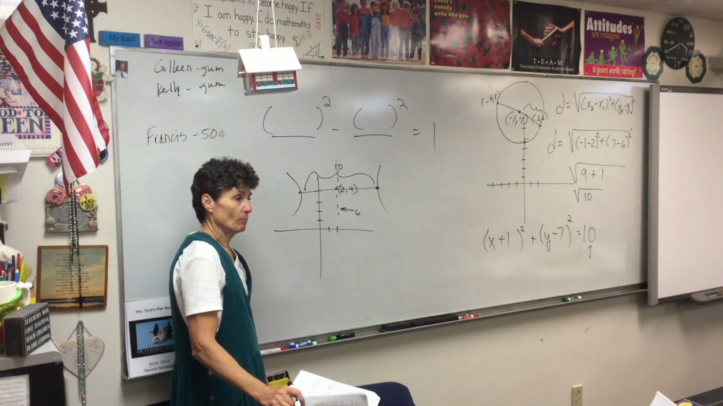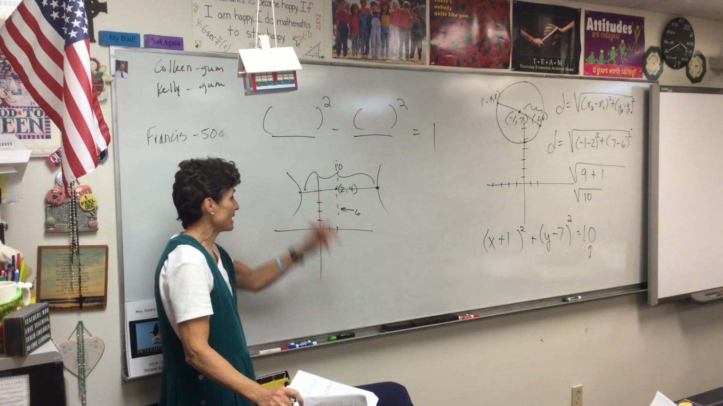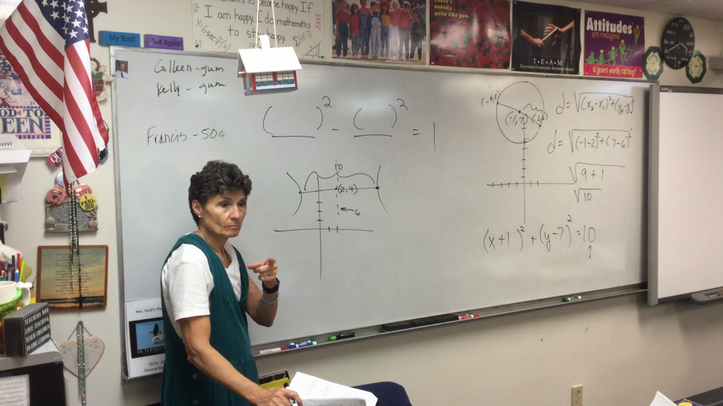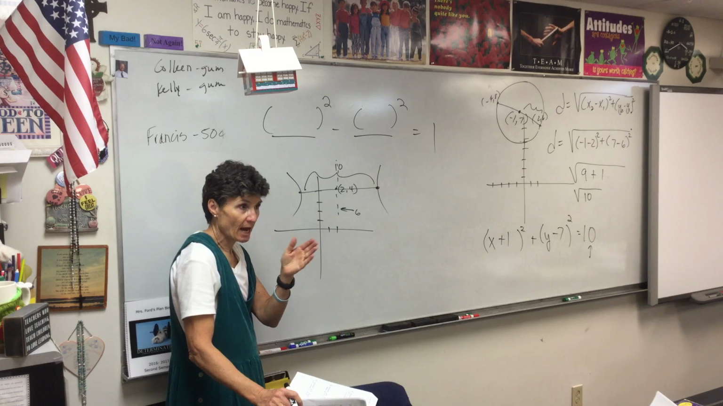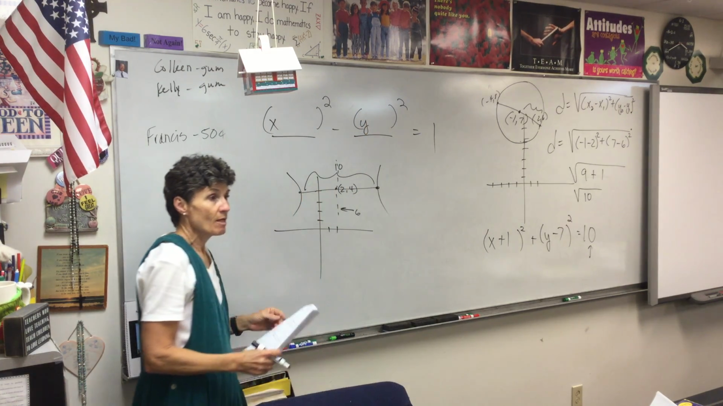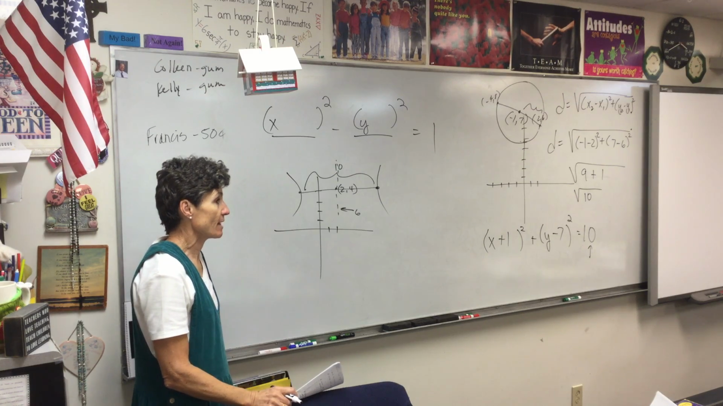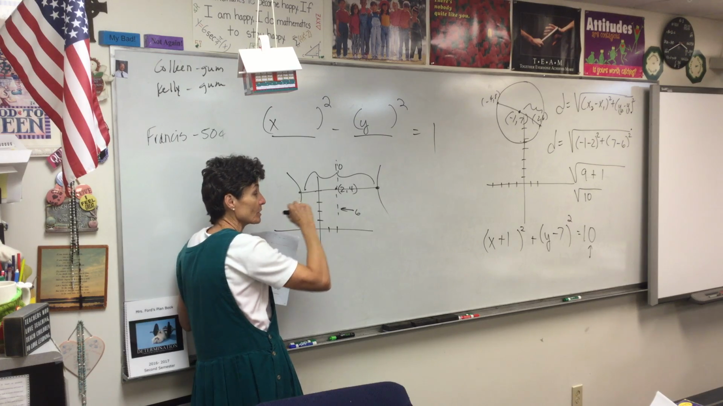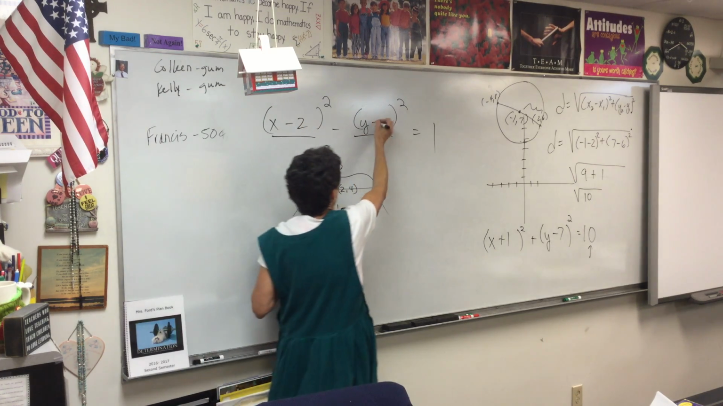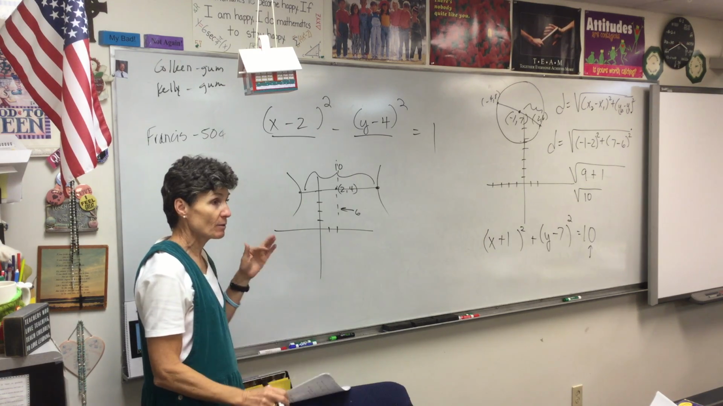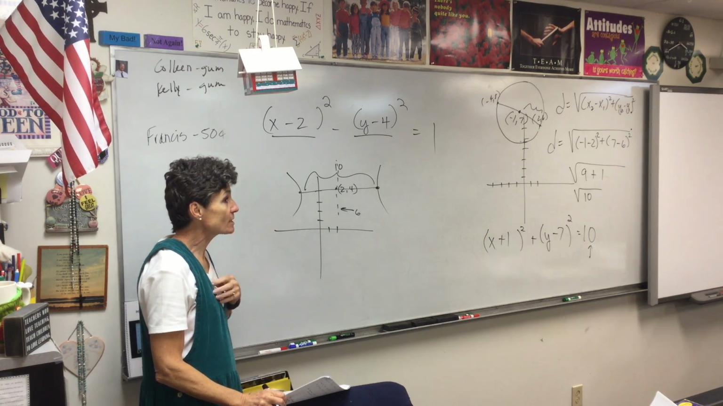All right, help me build the equation. What does all this tell me? Okay, it tells me because it opens sideways that the x term is going to come first, right? That matters. Pay attention to that. Now, I also know my center is 2, 4. So that'll be x minus 2, y minus 4. Everybody okay with that?